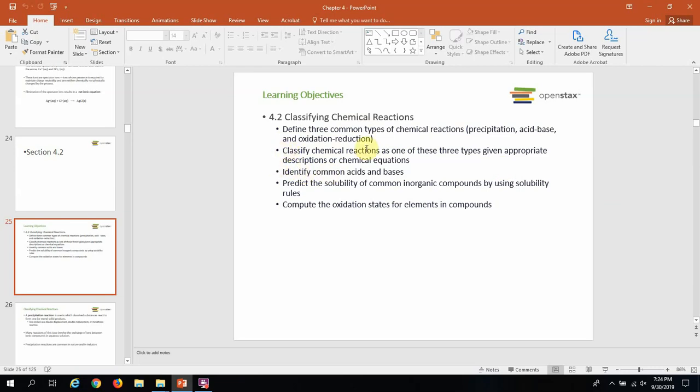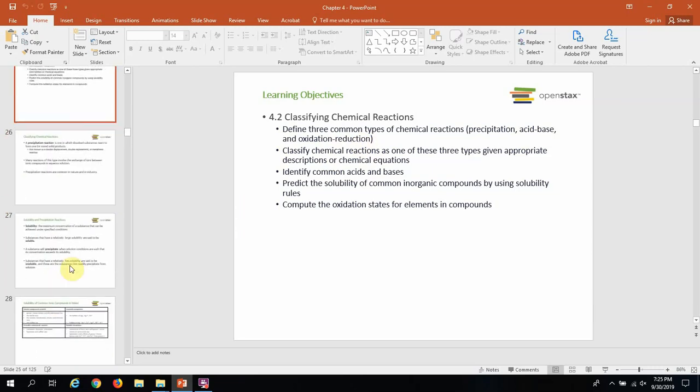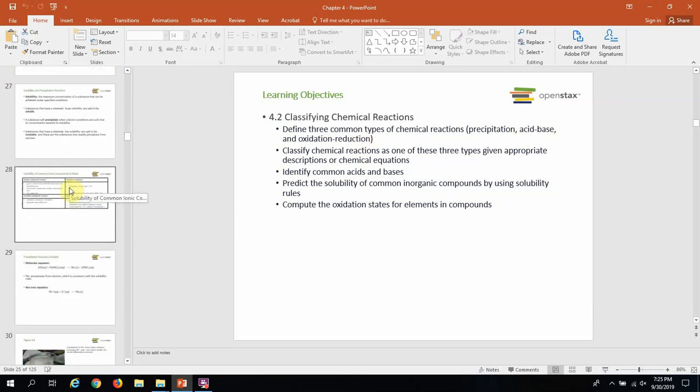And so there are some tables that are important. The first type of reaction is a precipitation reaction, and for that you need to know what is soluble and insoluble. And then you also need to know something about acids and bases, and so there's a slight introduction to that. So let's do that recap real quick.